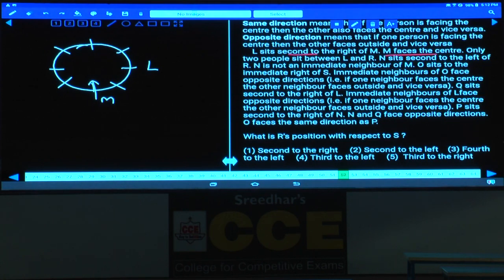Either R can be right hand side of L or left hand side of L. There are 2 possibilities, hence we are drawing the second possibility as well. 1, 2, 3, 4, 5, 6. Now this M is facing the center, L is here, 2 people between L and R.